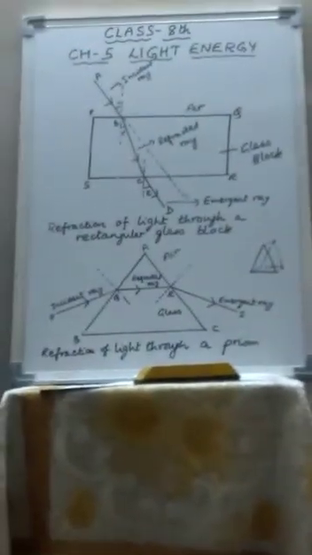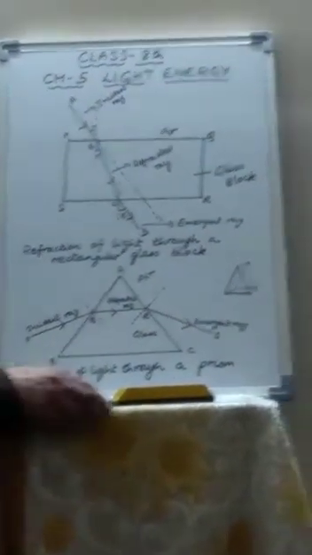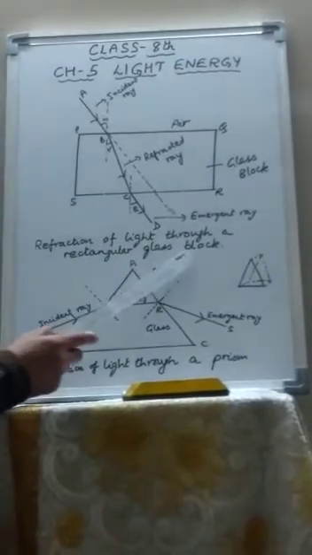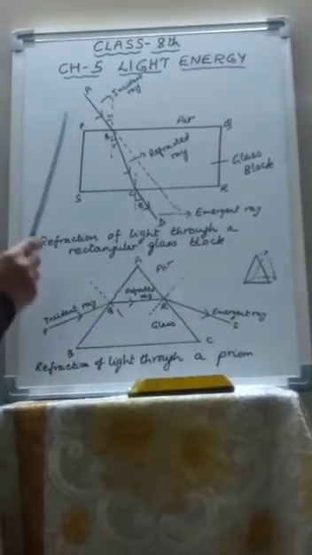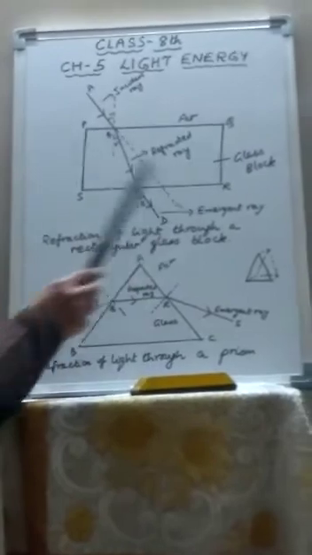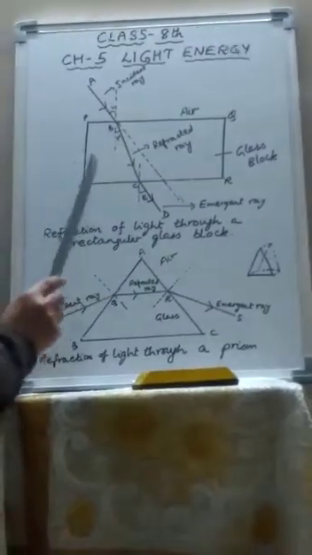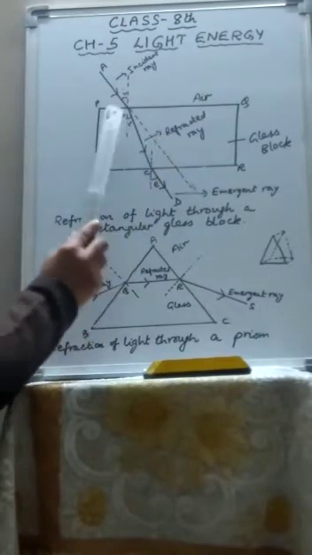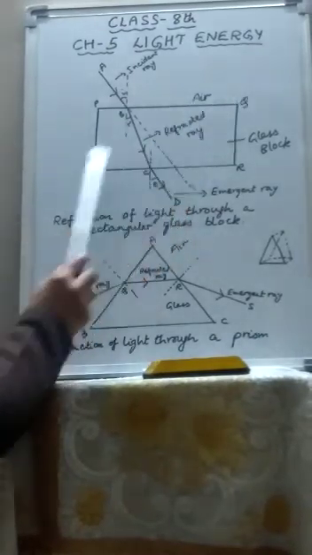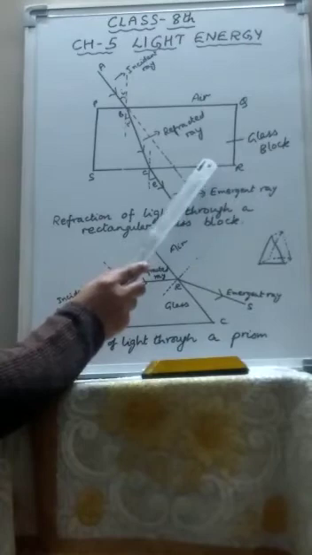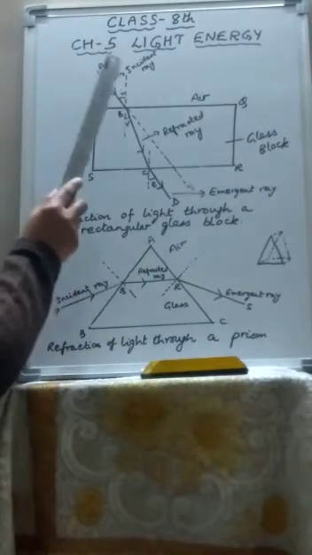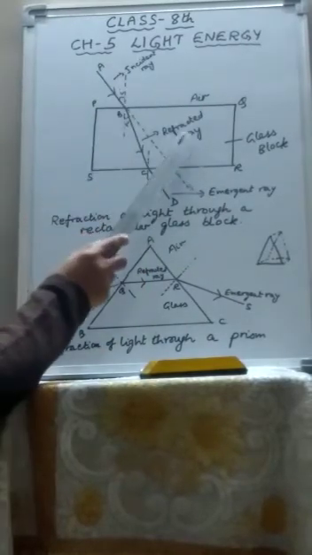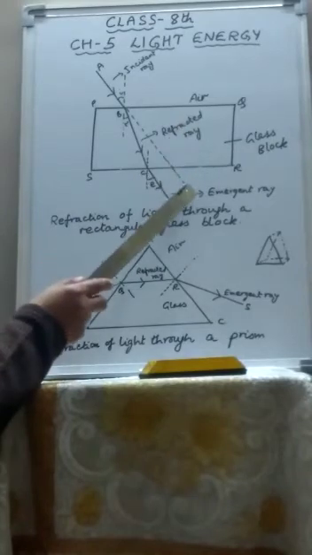Now children, we were doing chapter 5 light energy. Today I will tell you refraction of light through a rectangular glass block. See children, this I have drawn the boundary of a glass block. It is made up of glass. So now we have two boundary surfaces, PQ and SR. Now the light ray will pass first from air to glass and then again from glass to air.